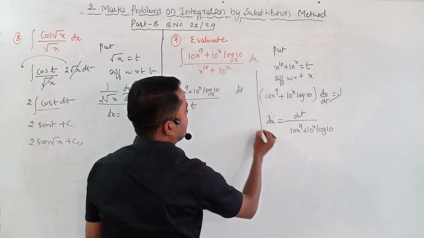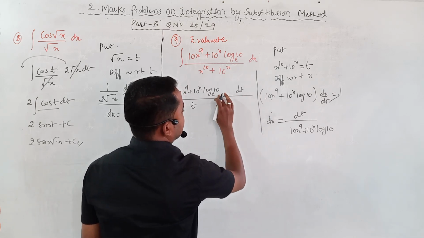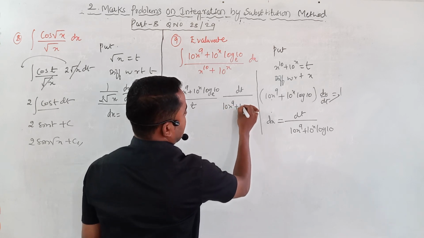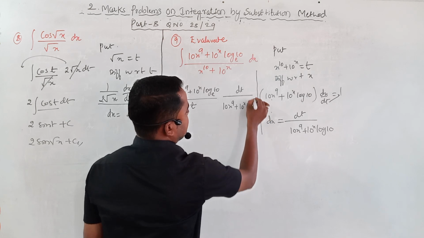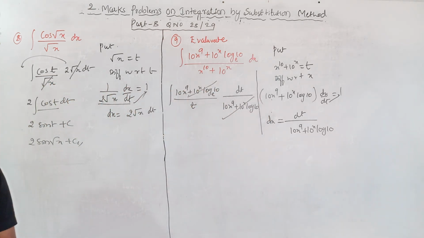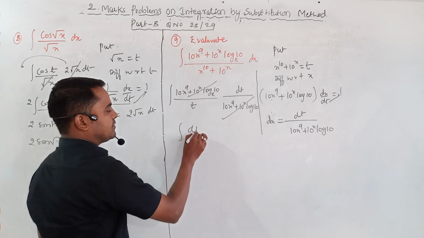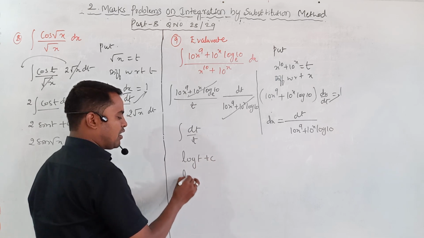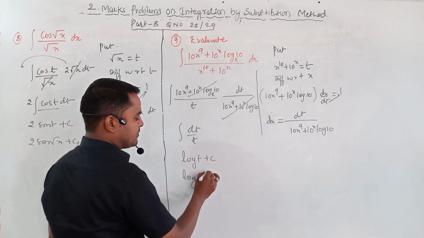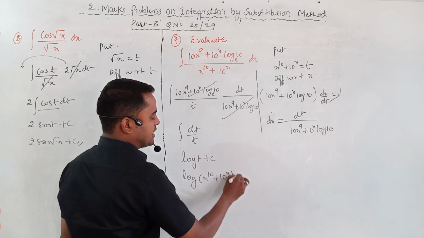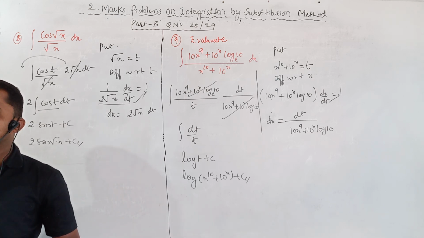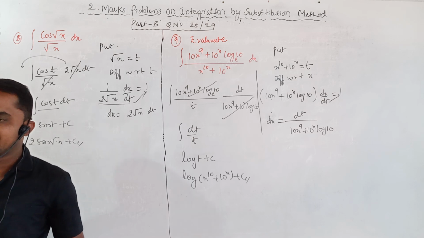Dt divided by 10x raised to 9 plus 10 raised to x log 10. This and this get cancelled. Now integration of dt by t is log t plus c. What is the value of t? Log of x raised to 10 plus 10 raised to x plus c. This is the final answer. 1 by t dt is also okay, since dt by t is the same as 1 into dt by t.